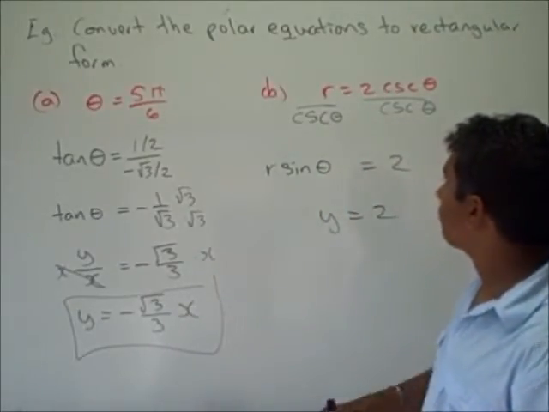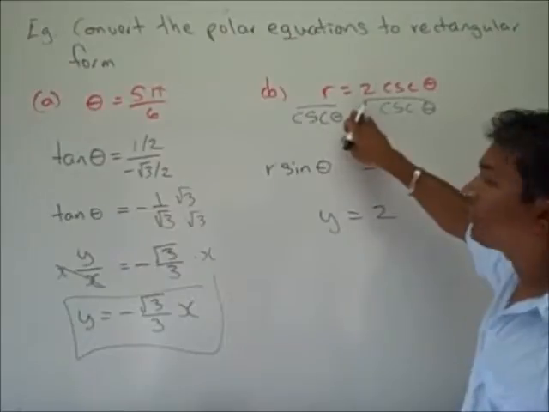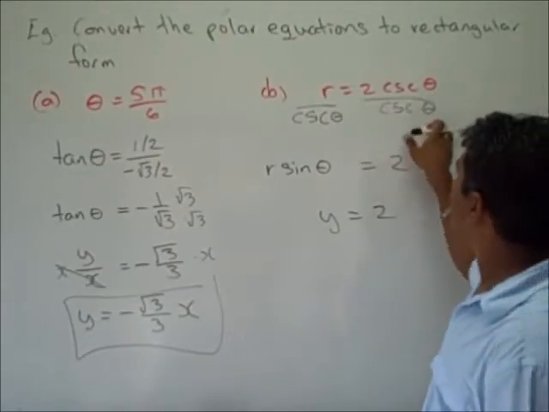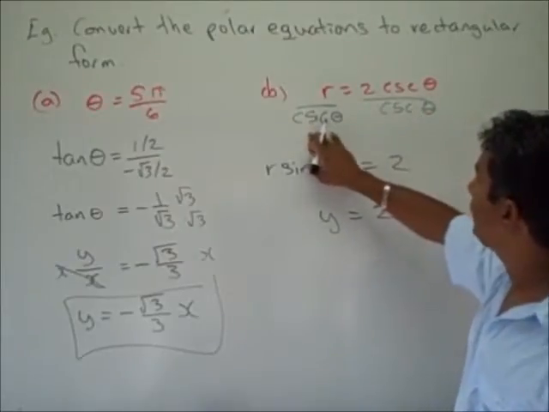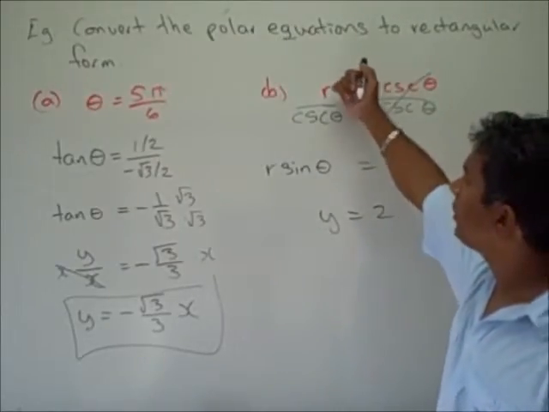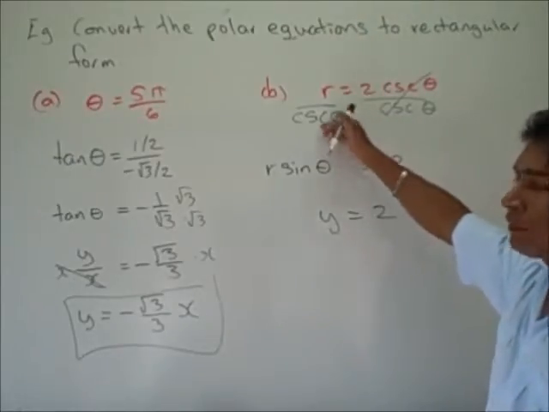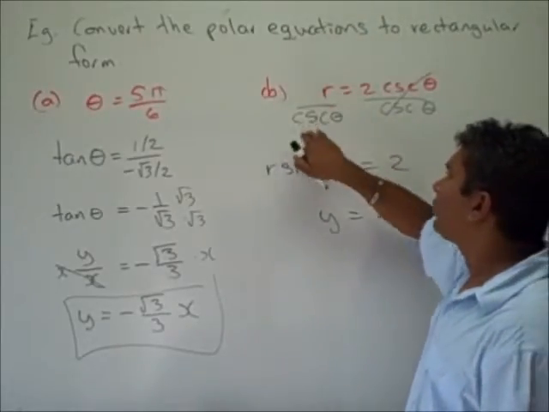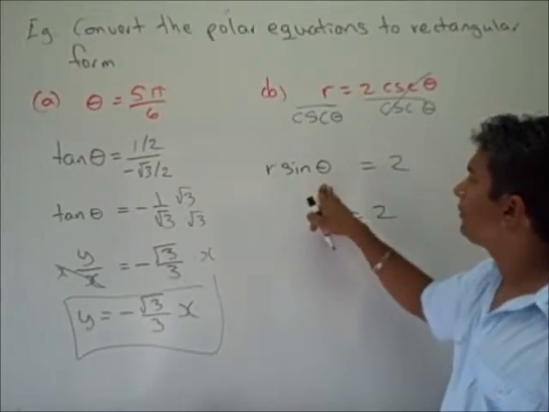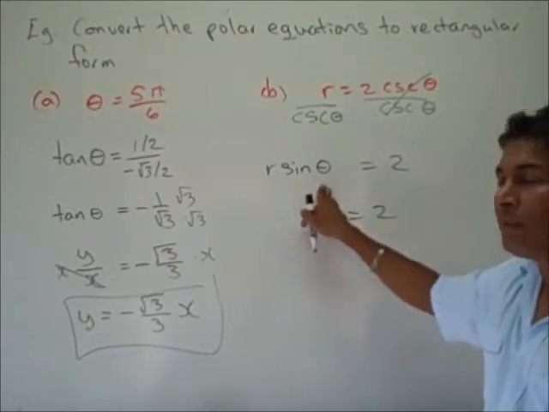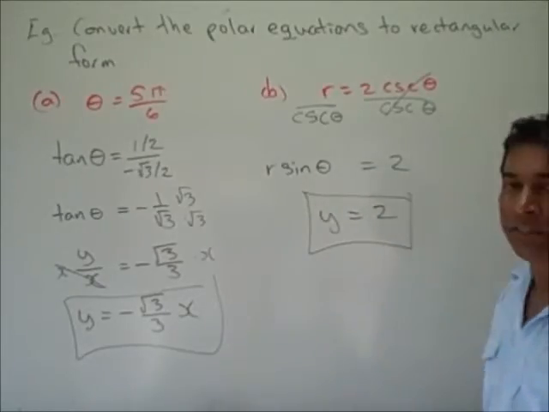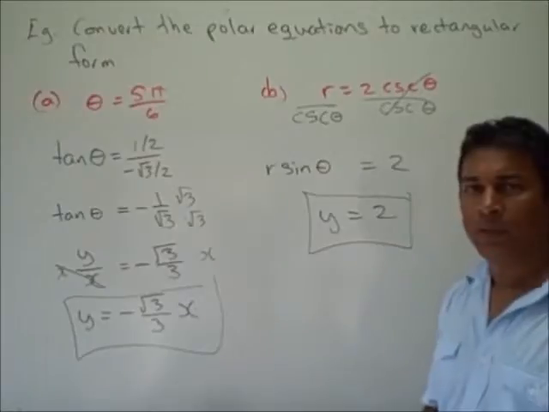we end up with y is equal to negative square root of 3 over 3 times x as our rectangular equation. In this problem, we're given r is equal to 2 cosecant theta. By dividing both sides by cosecant theta, we end up with 2 on this side. So this becomes r over cosecant theta. We know the inverse of cosecant is sine, so this becomes r sine theta. R sine theta, we know, is equal to y, so in our rectangular form it is simply y is equal to 2.